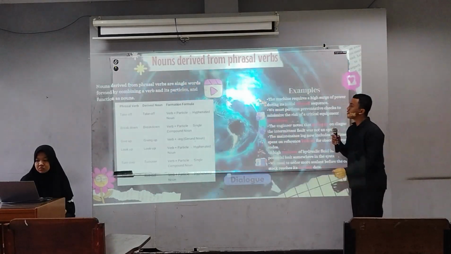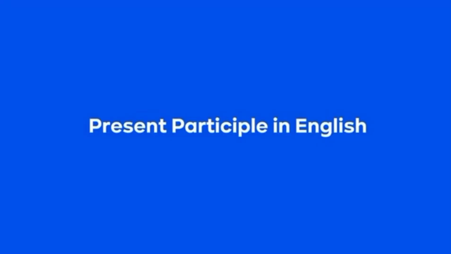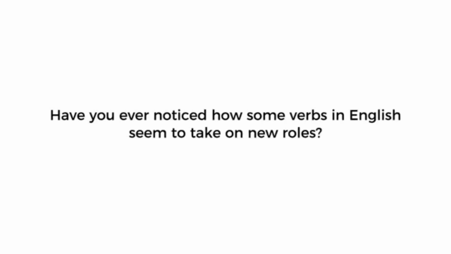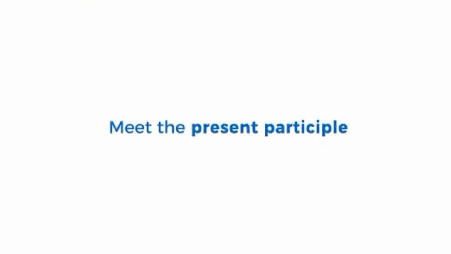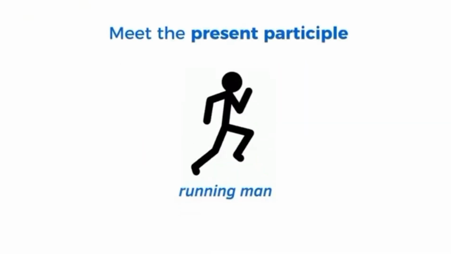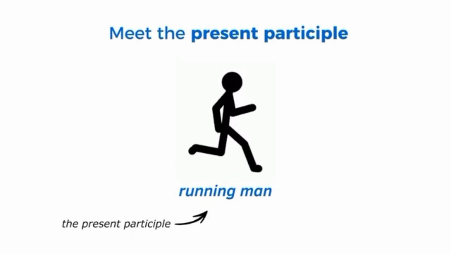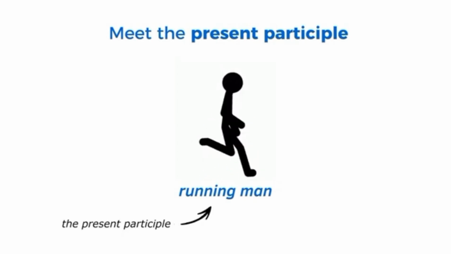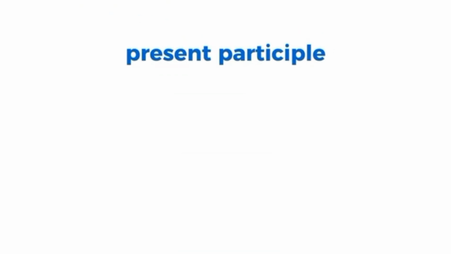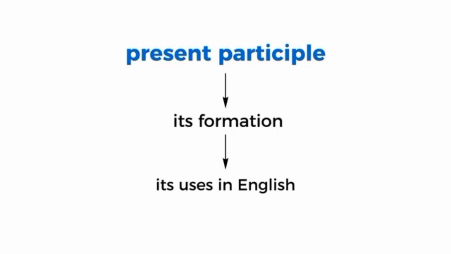In this video, the participle in English. Have you ever noticed how some verbs in English seem to take on new roles? Meet the present participle, a versatile verb form ending in ing that can act as an adjective or help form continuous verb tenses. In this lesson, we'll break down the present participle, its formation, and its many uses in English. Let's dive in and master this important grammar tool.